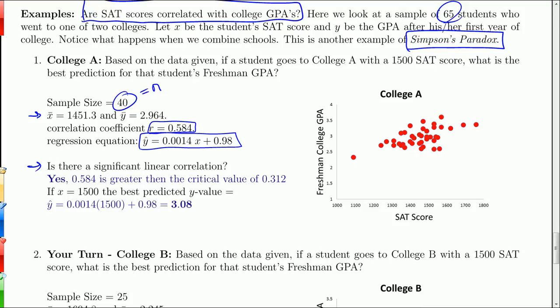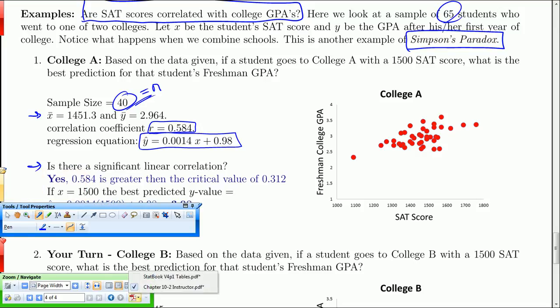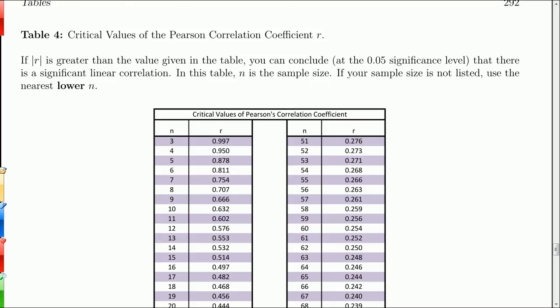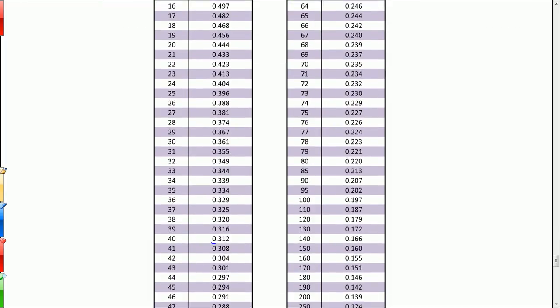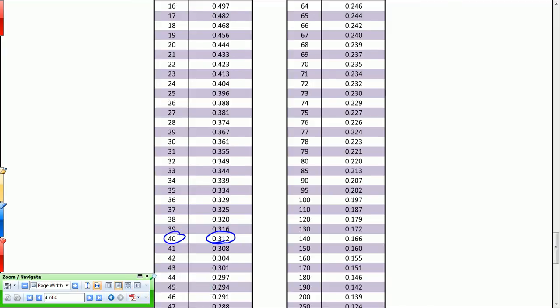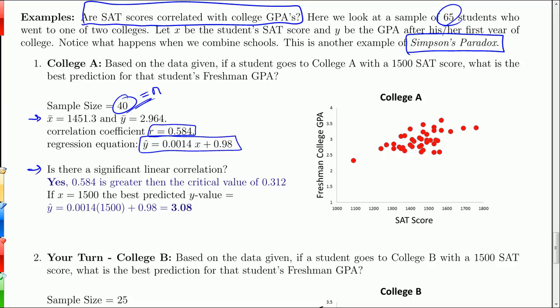Well, we have to check that with the table in the back of the book, Table 4. So N is 40, right? Let's see what the critical value is. We go all the way down here. 0.312. So we have to beat 0.312. If you go back, you see that we did indeed beat 0.312. We had 0.584. So yes, the correlation is significant.